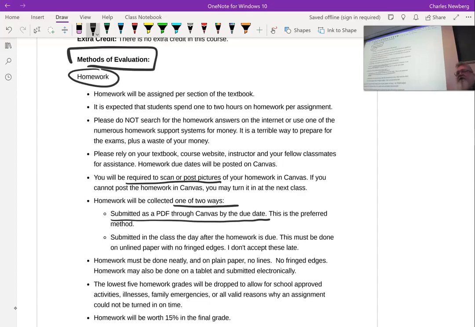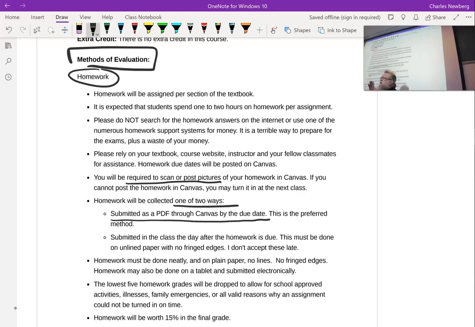So some of you may be doing your homework on tablets. So you can do it on a tablet, and you're going to submit it electronically through Canvas. This is the preferred method, posting through Canvas. You can also submit it in class the day after the homework is due. So the homework is due Tuesday night, 11:59 p.m., which means we're going to talk about it on Wednesday. If you don't get it scanned in for whatever reason, or you just don't know how to scan it, you can bring it to class that day on paper and submit it on paper.